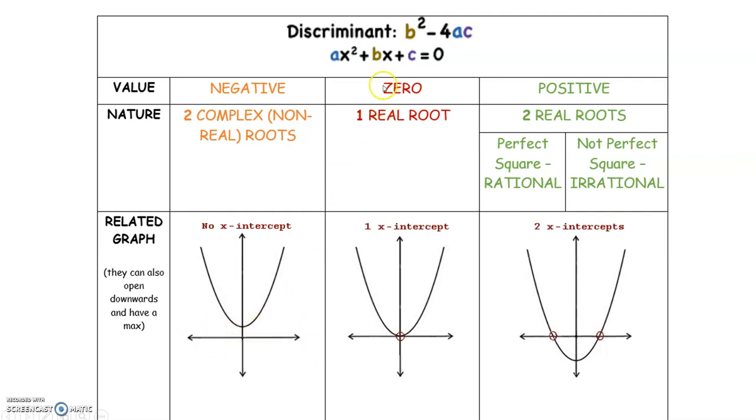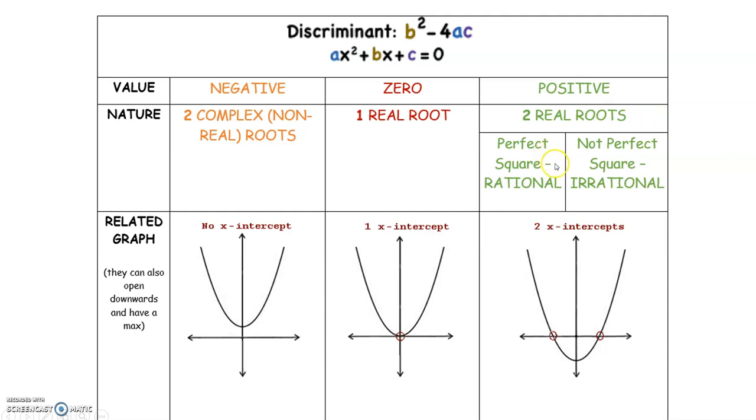If you get back 0, so you literally put in your equation and it's equal to 0 at the end, there's only going to be one real root. So that's going to look something like this. You're touching the axis once. If you get back a positive number, you are going to have two real roots, so it touches your x-axis 2 times. Now there's something a little bit more that you have to be careful about. When you get your value, you have to look at that number and say, is this number a perfect square?